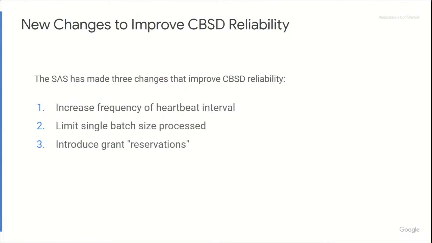So let's talk about these changes to improve CBSD reliability. Those changes are that we're increasing the frequency of heartbeats. We're reducing the heartbeat interval to increase the frequency of heartbeats with the SAS. The second thing is we're limiting the single batch size that we're processing. And the third thing is we're introducing a concept called grant reservations. So I want to dive into all three of these and give you more detail about what this involves.